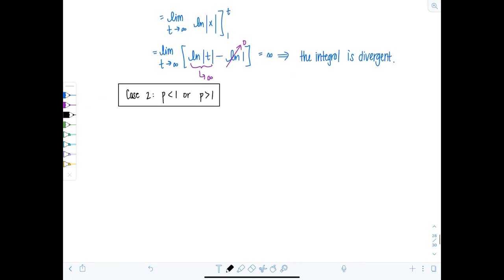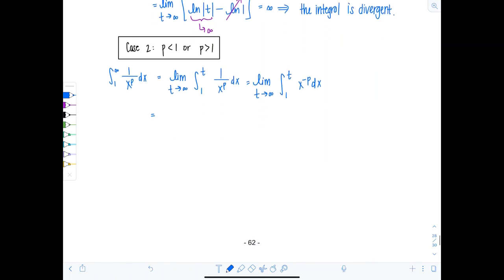Here we go. So we have the integral from 1 to infinity of 1 over x to the p dx. All right, so this is going to be the limit as t approaches infinity of the integral from 1 to t of 1 over x to the p dx. And I'm going to rewrite this, just to help us out, as x to the negative p dx. Now, since I know p is not equal to 1, I can anti-differentiate as follows. I'm going to have the limit as t goes to infinity of x to the, I'm going to add 1 to the exponent, so negative p plus 1, and then divide by the new exponent, negative p plus 1, and evaluate from 1 to t.